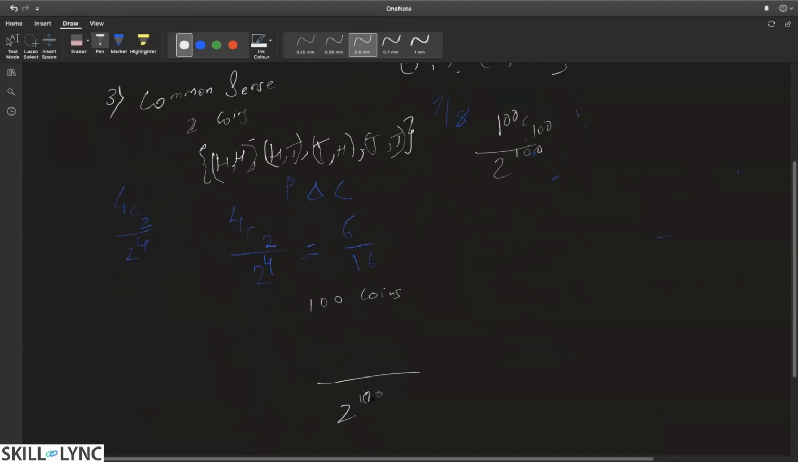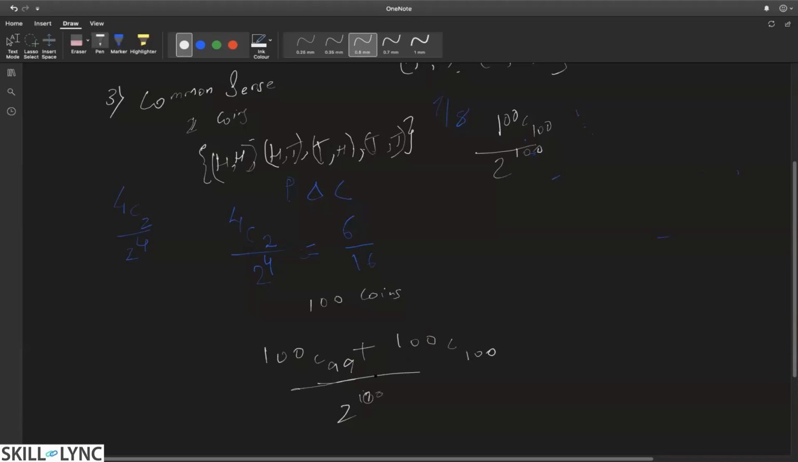Simple, right? Now, at least 99 means it can be 99 or it can be 100 or it can be greater than 100. But ideally, it cannot be greater than 100 because we have only 100 coins, right? So it can be only 99 and 100. So I can get 99 coins, or, in permutations and combinations language, if you remember, or means addition, 100C100.